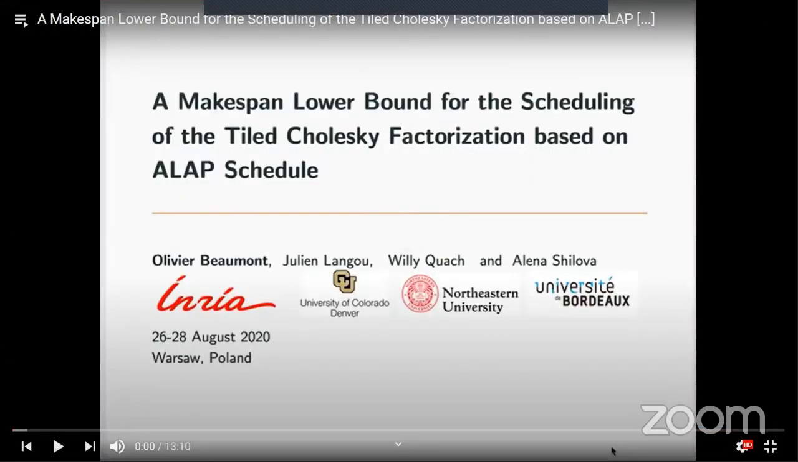Okay, thank you for an interesting presentation. We started the discussion and we already have a question from Hatem on Slack. And the question is, can you please comment on similar bounds for LU or QR factorizations?